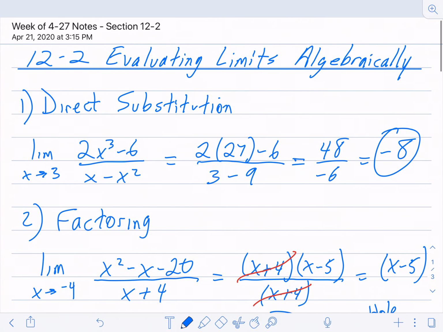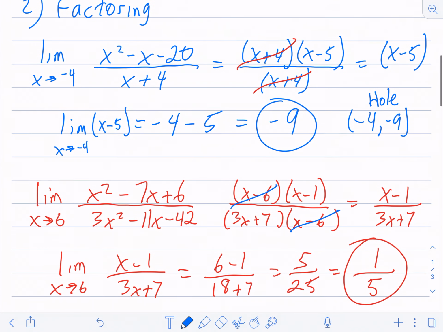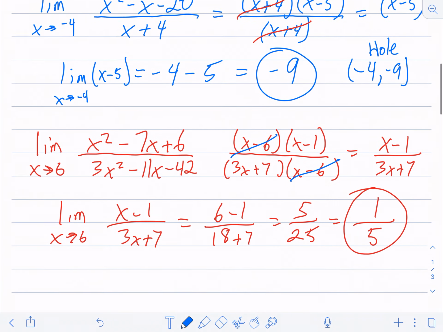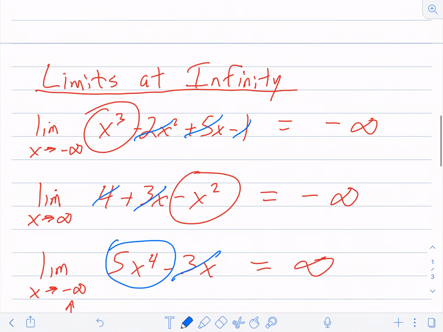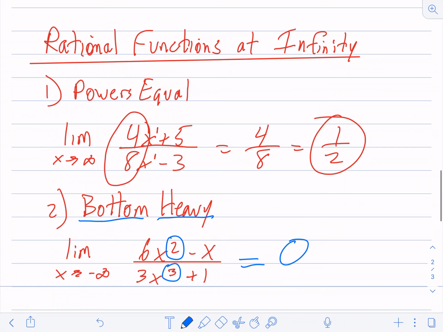Real quick, remember we did direct substitution, plug a number in to find a limit. If we can't do that, we're going to try to factor it and then see if we can plug it in. And if we can, that means there's going to be a hole there, and we look at the limit as where that hole is going to be for the y value. Limits at infinity is we look at negative and positive infinity, and we look at the term with the largest exponent. And that's very similar to what we do with our rational functions.